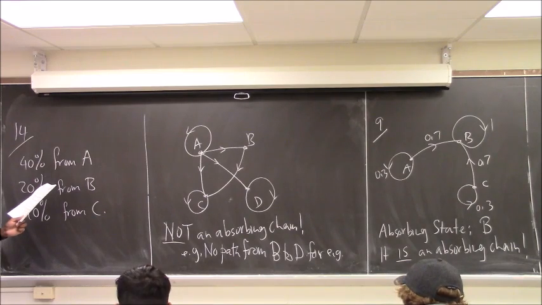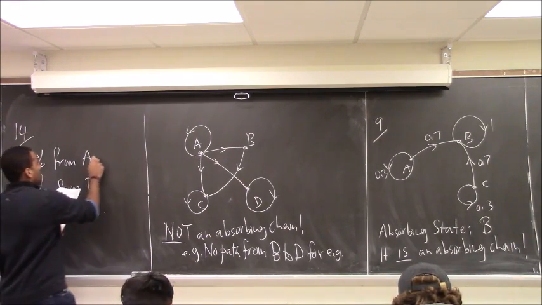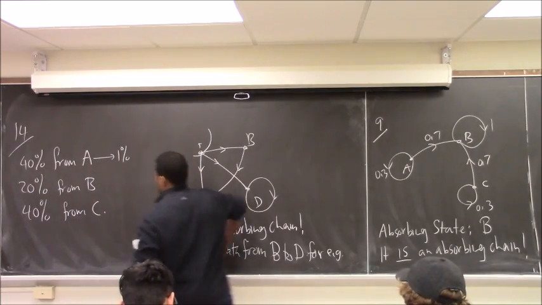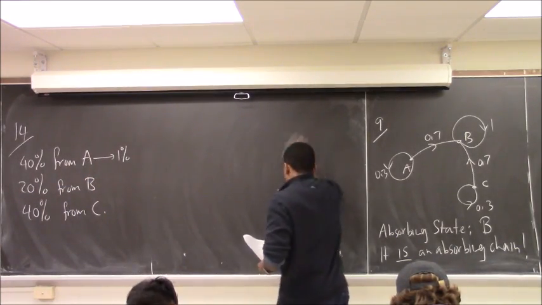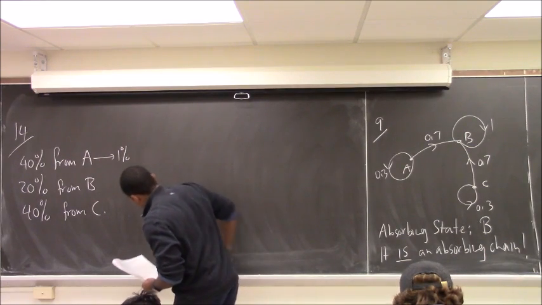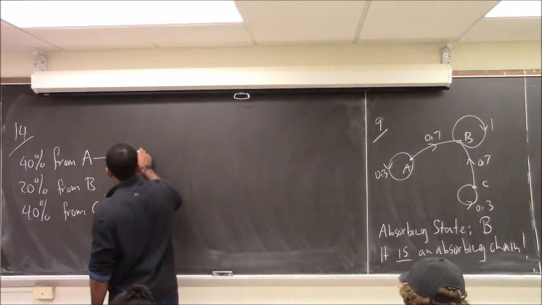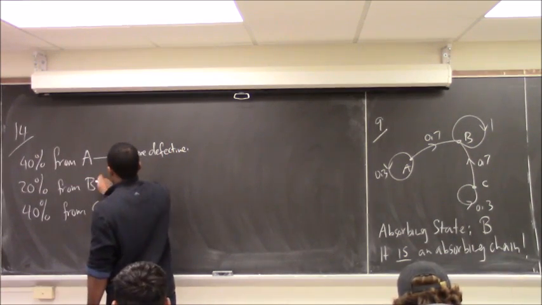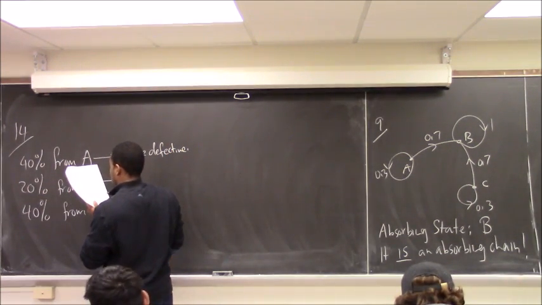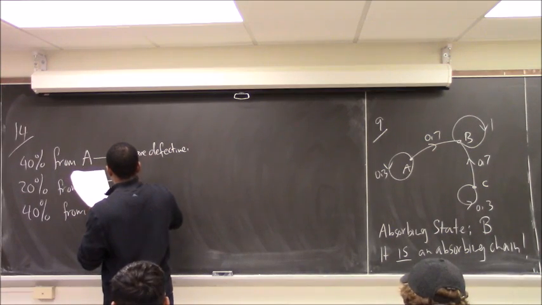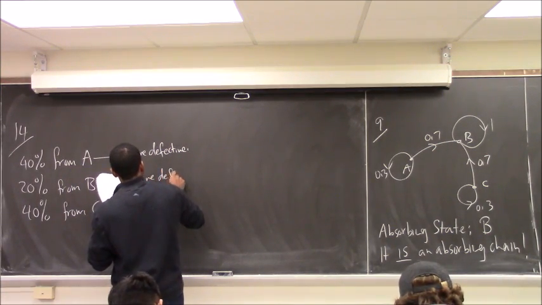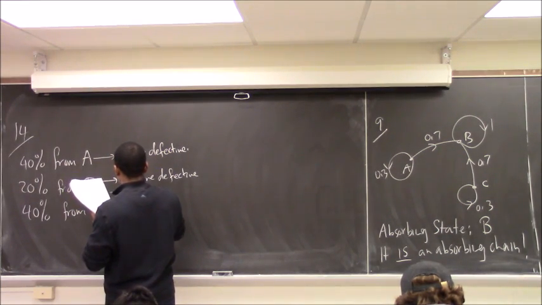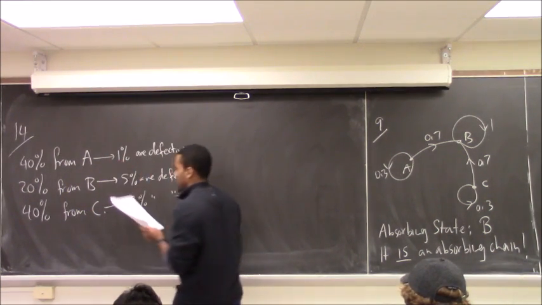The defective rates: 1% of things that come from A are actually defective, which means 1% of the radios that they buy from this manufacturer are defective. And here, 5% are defective. And from C, 2% defective. I didn't just do that from the beginning.